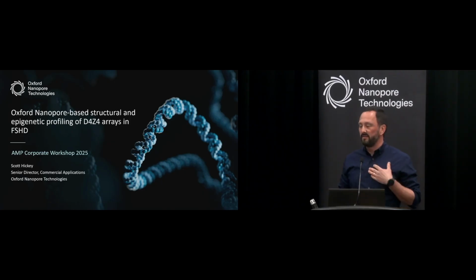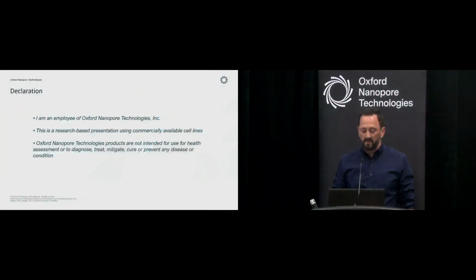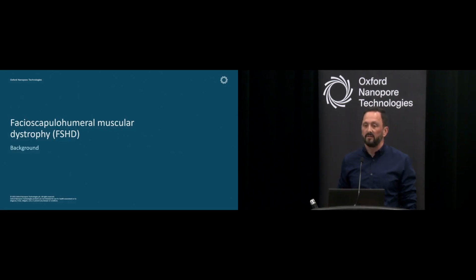So I'm Scott Hickey. I'm Senior Director on the Commercial Applications team. And today I'm going to talk about some work we're doing in a recent project looking at this really complicated array called D4Z4, and it is in a type of muscular dystrophy called FSHD. So these are my disclaimers. And first, I'm going to do a little bit of background on FSHD and what it is.